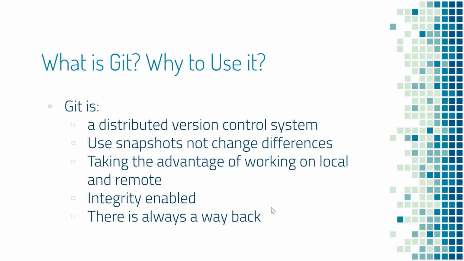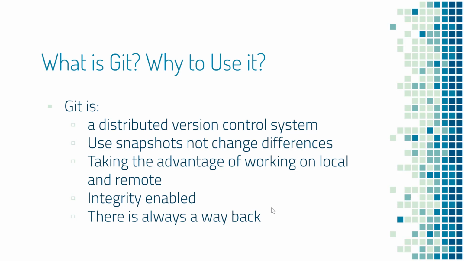Okay? So, as we said, one of the examples of distributed VCS is Git. So, what is Git? Git is a distributed version control system which uses snapshots, not change differences. And we will see in a moment what's the difference between snapshots and change differences. The good thing about Git is that it takes advantage of working locally. So if you have connectivity issues, you can do all your work locally.